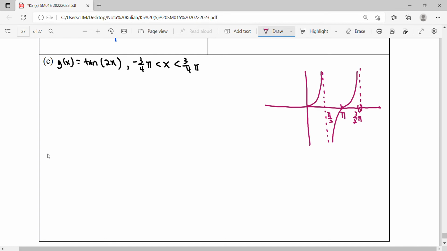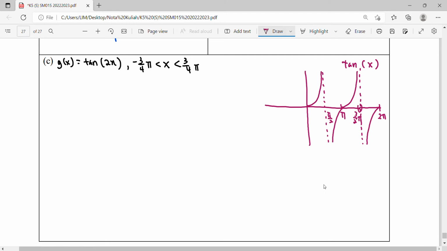Asymptote, ending at 2 pi. So we have two periods here. One period for pi. So this is our basic graph for tangent x.